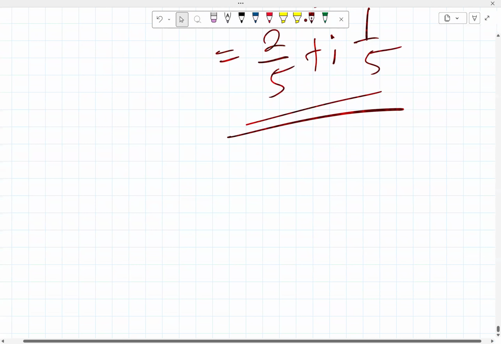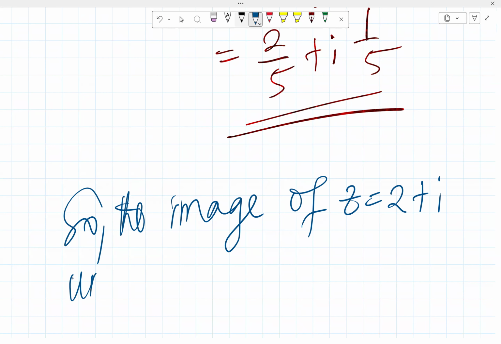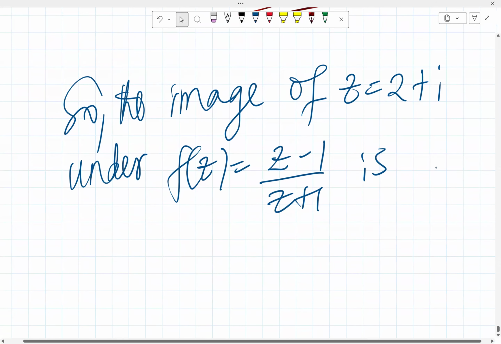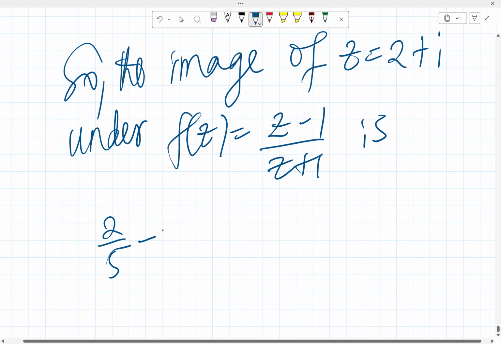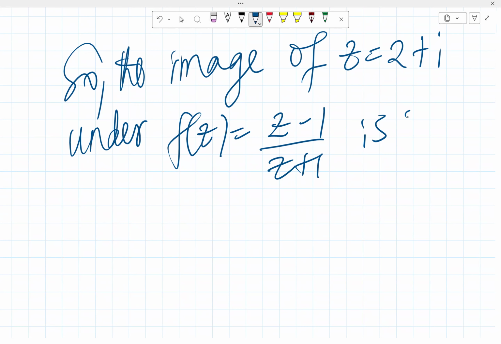So we can say, the image of z equals 2 plus i under f of z equals z minus 1 over z plus 1 is what we got there, which is 2 over 5 minus i 1 over 5. Or maybe I can just put it together on the same line: 2 over 5 minus i 1 over 5. And that is question 1.